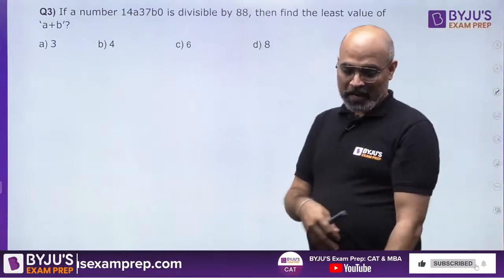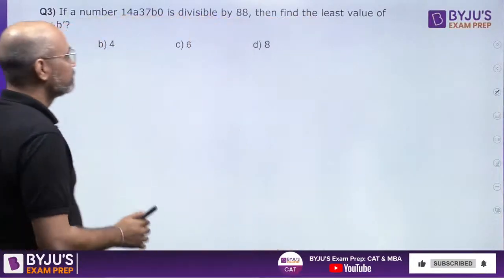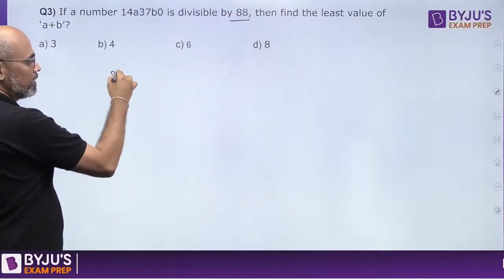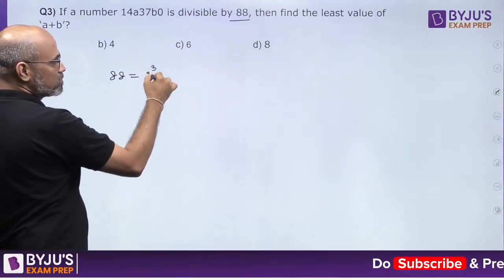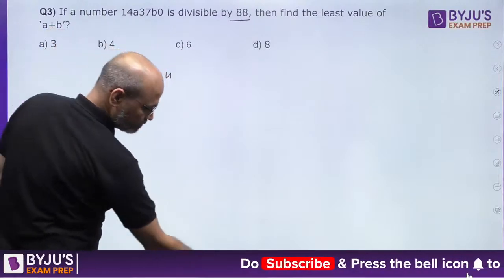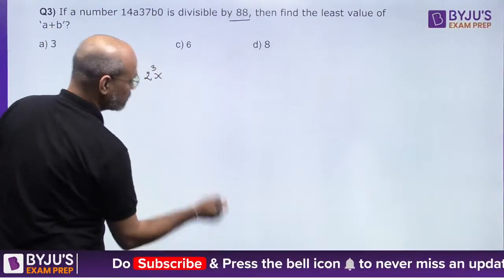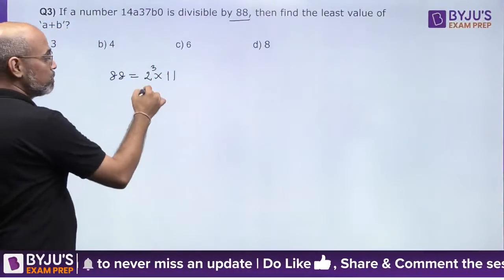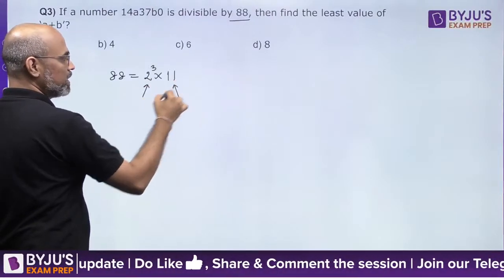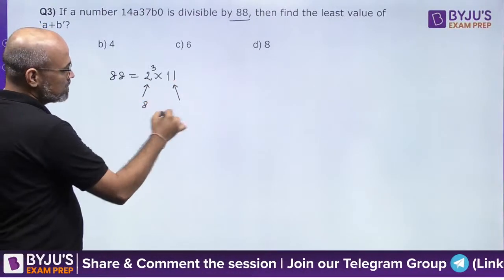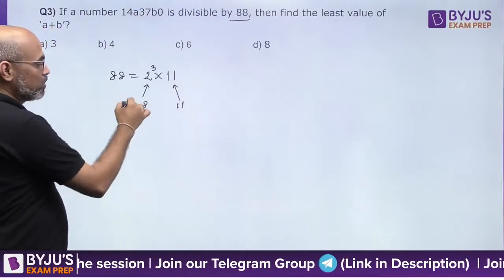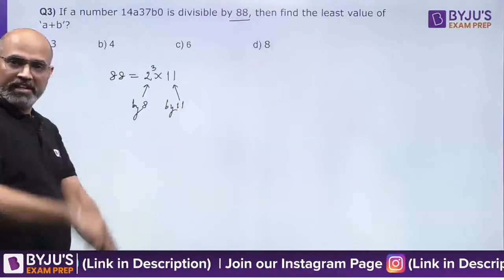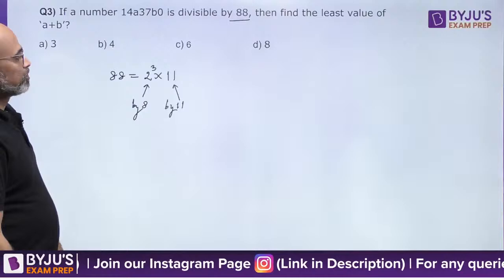Okay, so when is a number divisible by 88? What is the rule? A number is divisible by 88, which is prime factorized as 8 into 11. So a number is divisible by 88 if it is divisible by 8 and it is divisible by 11. It should be divisible by 8 and by 11. Then only will the given number be divisible by both 8 and 11, which will be the LCM of 8 and 11, which is 88.